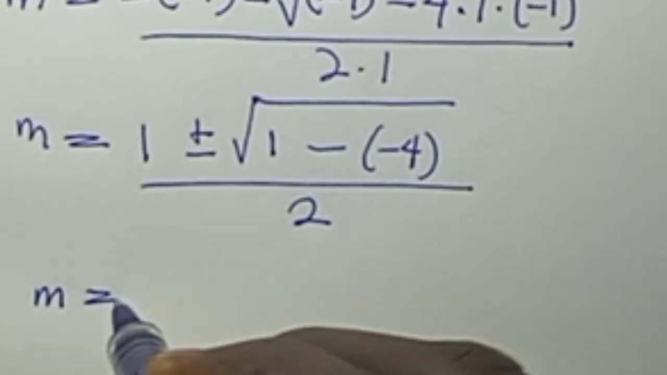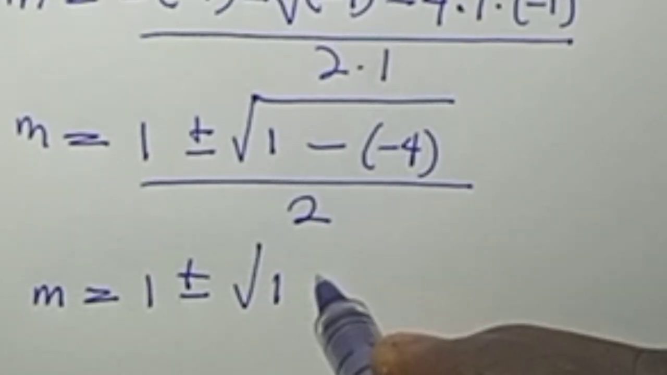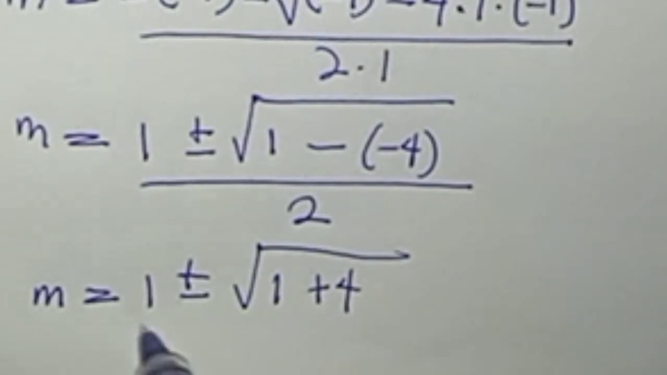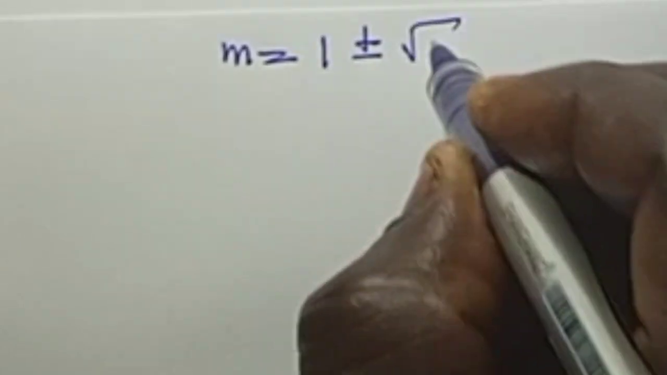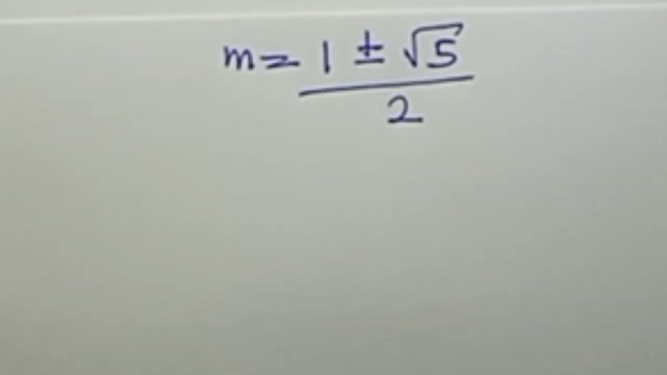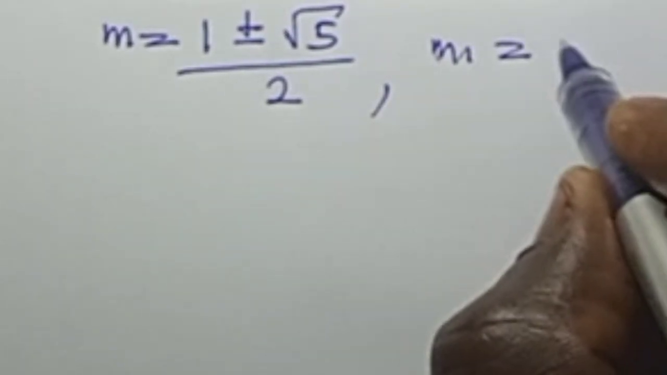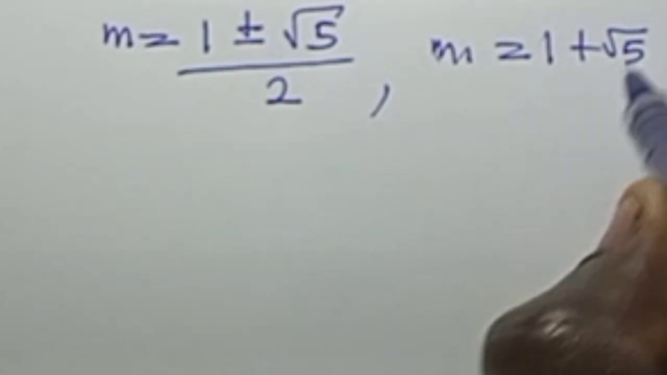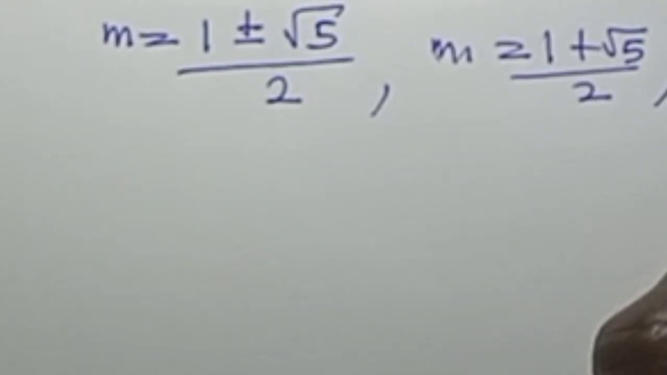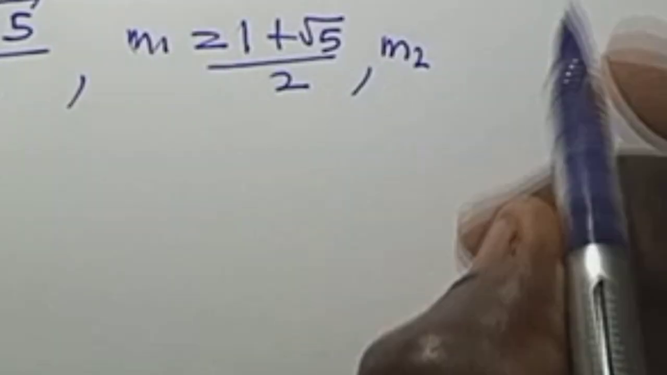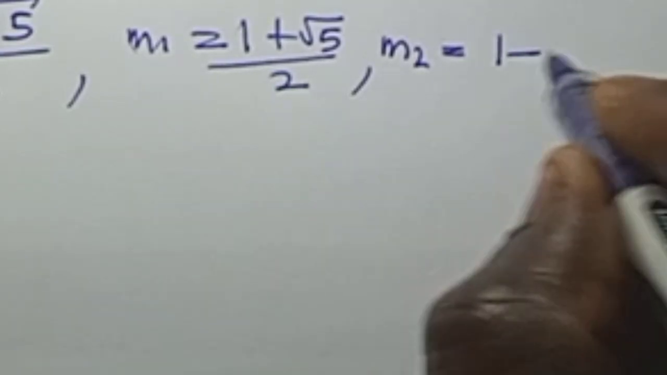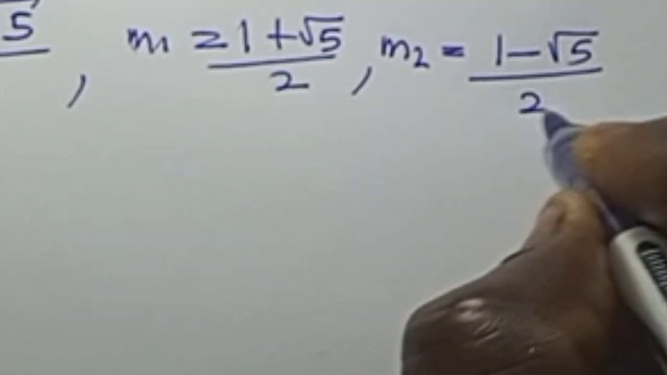So m is equal to 1 plus or minus the square root of 1 minus (minus times minus is plus) 4, over 2. So from here, m is equal to 1 plus or minus the square root of 5 over 2. From here, we can derive two values of m, where m1 is equal to 1 plus square root of 5 over 2, and m2 is equal to 1 minus square root of 5 over 2.